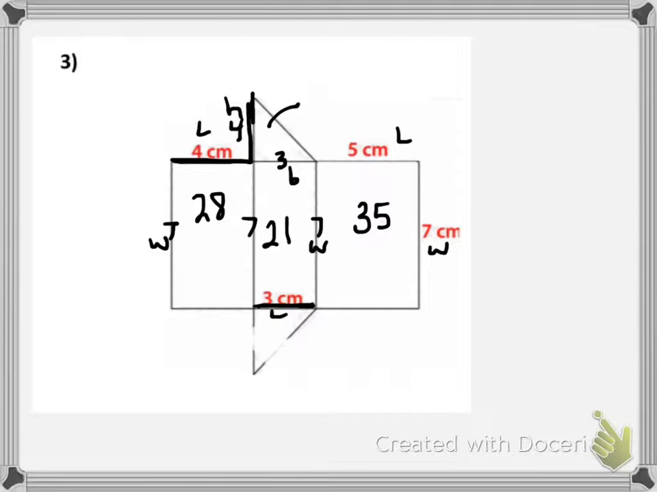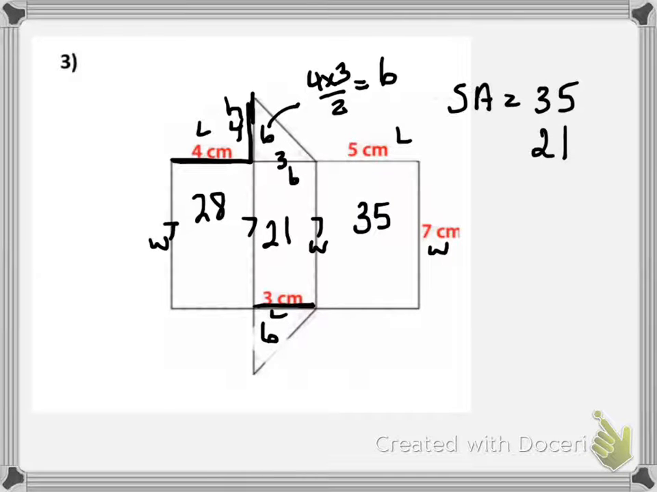So to find the area, we're going to do 4 times 3 and then divided by 2, which is 6. So the area of both of those triangles is 6. In the last step, we want to add all of it together. So we have 35 plus 21 plus 28, and 6 and 6 is 12. So that's a surface area of 96 centimeters squared.